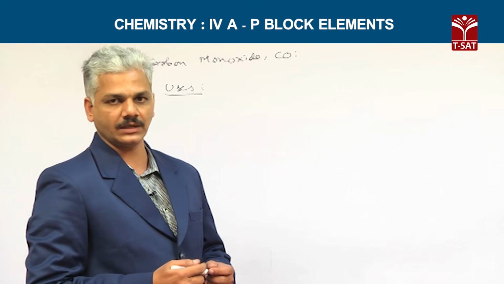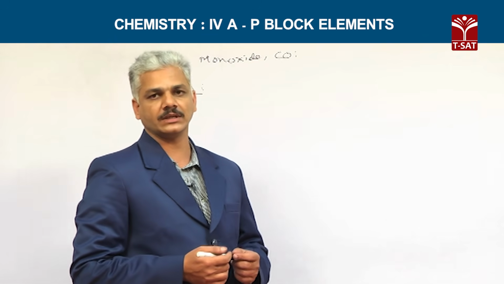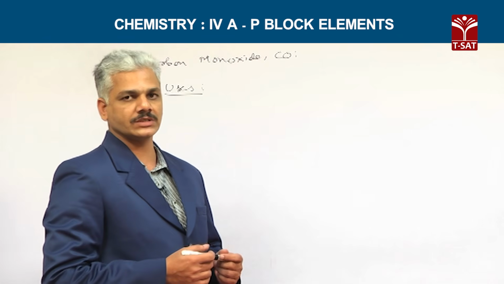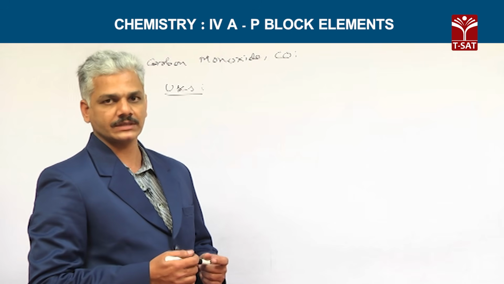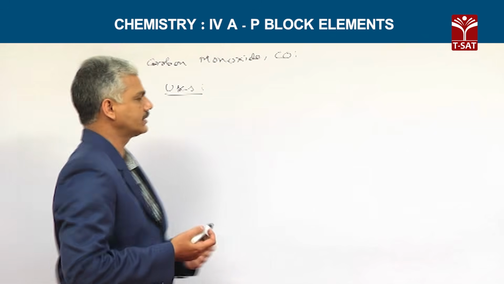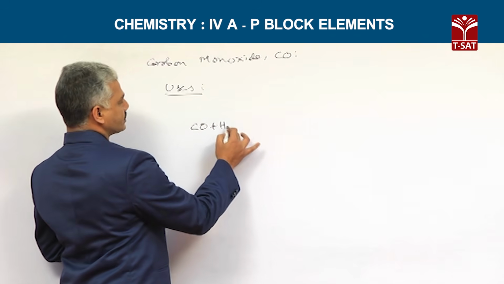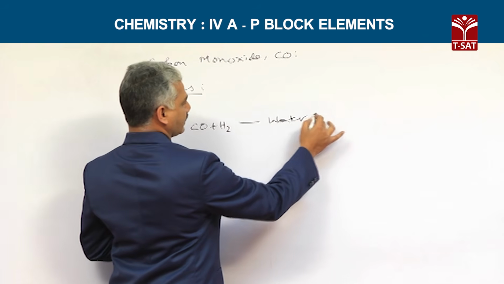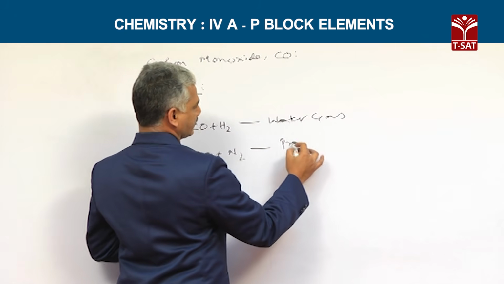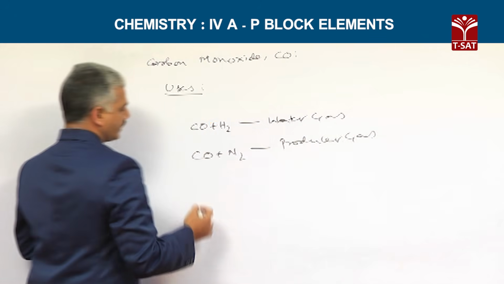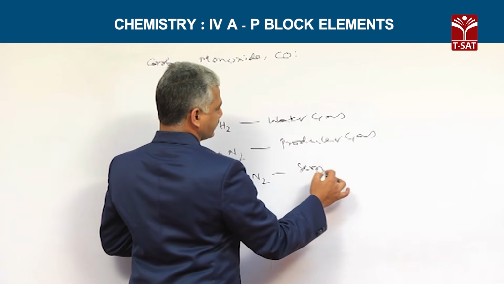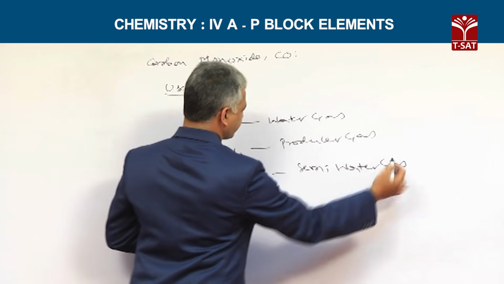Uses of carbon monoxide. Even though highly toxic in nature, carbon monoxide is used in the metallurgy of iron and zinc. In earlier days, mixtures of carbon monoxide were used as industrial fuels, whose names are relevant for the entrance examinations. Carbon monoxide and hydrogen mixture is known as water gas. A mixture of carbon monoxide and nitrogen is called a producer gas. A mixture of carbon monoxide, hydrogen and nitrogen is called a semi-water gas.